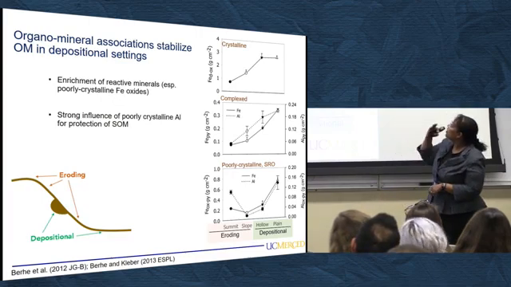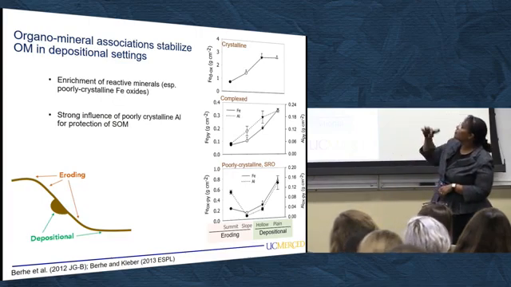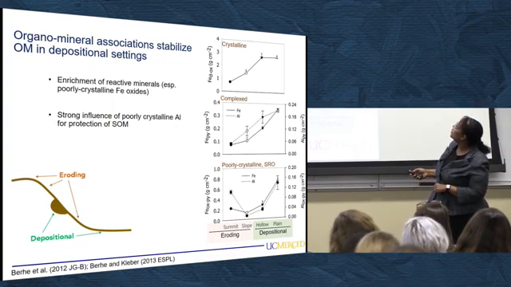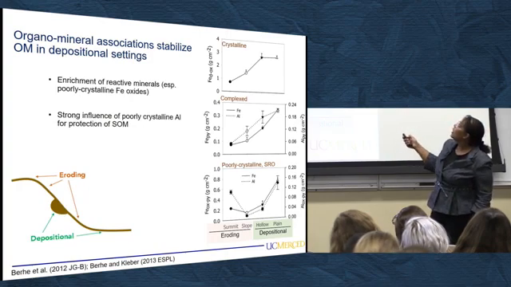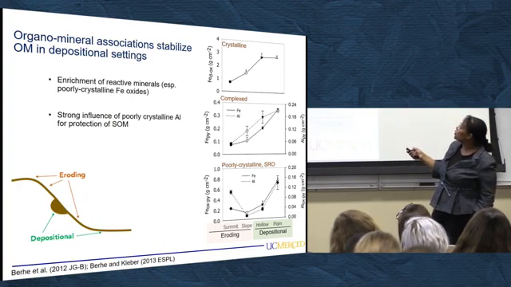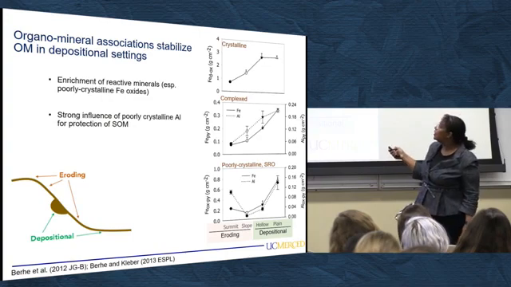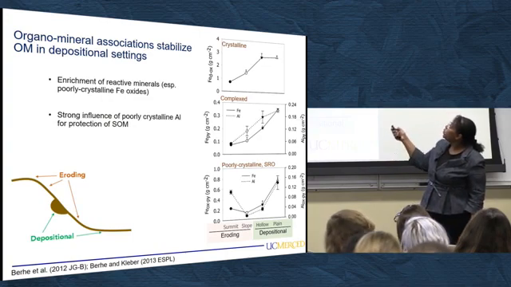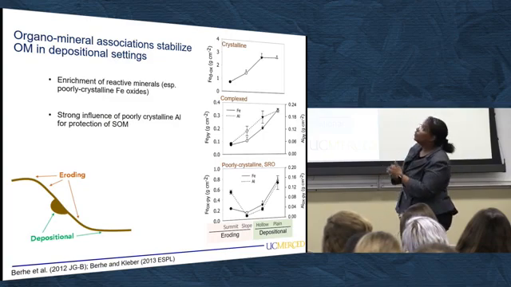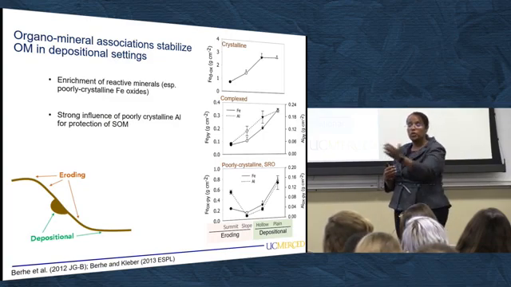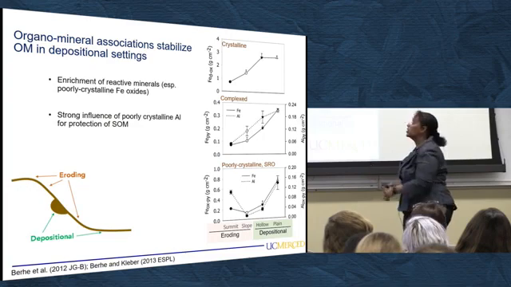We did a whole host of chemical selective extraction procedures that I won't go into detail, but to give us an idea of how the concentration of crystalline iron minerals, poorly crystalline short-range order minerals bearing iron and aluminum, and even the pool of carbon that is chemically bound to iron and aluminum, and how that changed as I move through this landscape from eroding to depositional settings.